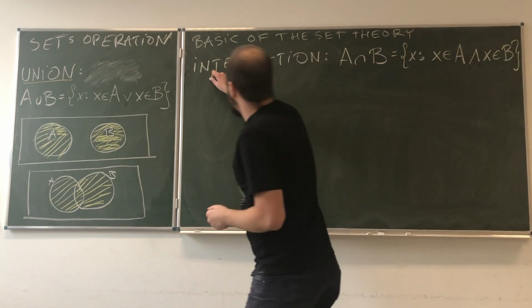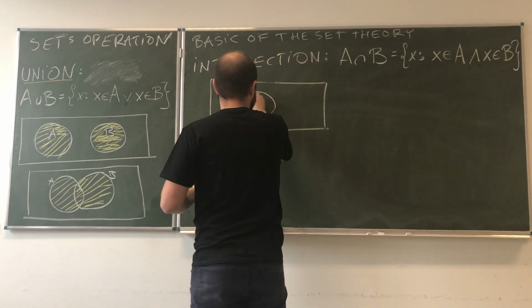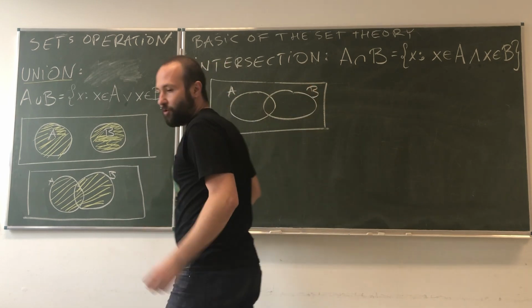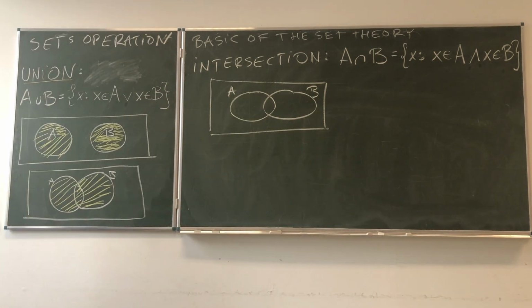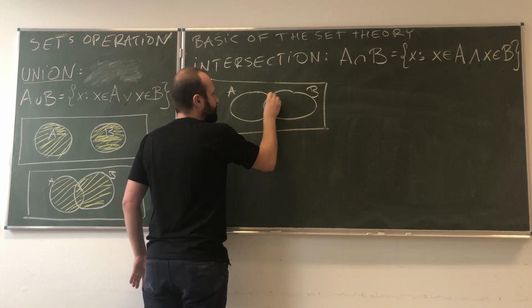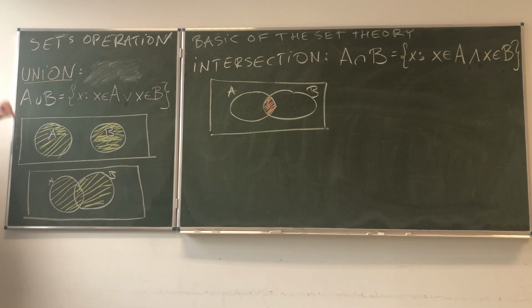So look, now if we have two sets, A and B, I want to have only the part that is common to both of these sets. You see, only this part over here is common to both sets because x needs to be an element of A and needs to be an element of B.